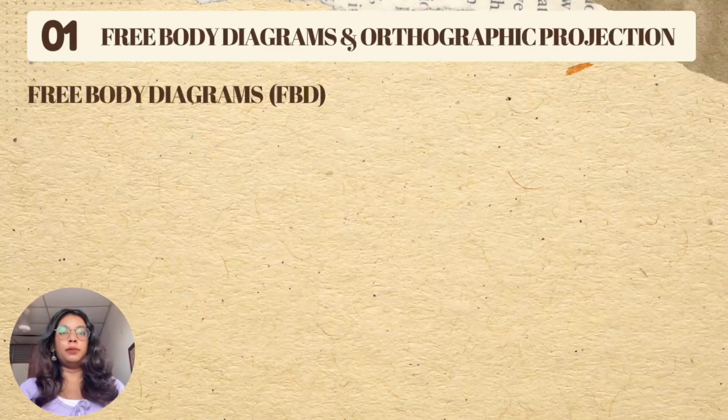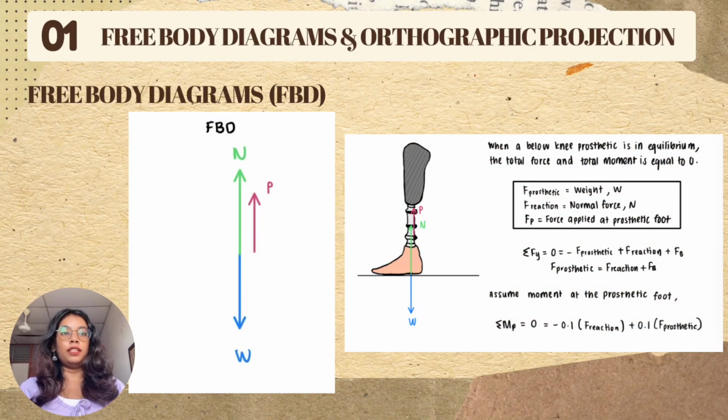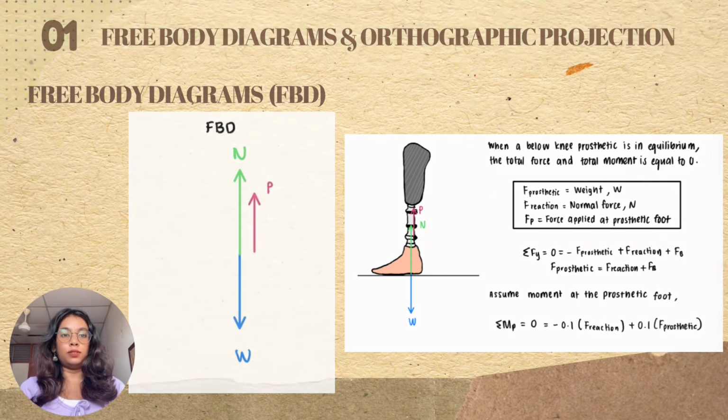First, we will look at the free body diagram. There are three forces acting on the below knee prosthetic. The first is normal force, which is acting upwards. Second is weight, which is acting downwards. There is also a force labeled as P, which is a force applied at the prosthetic foot, which is acting upwards. When a below knee prosthetic is in equilibrium, the total force and the total moment are equal to 0.